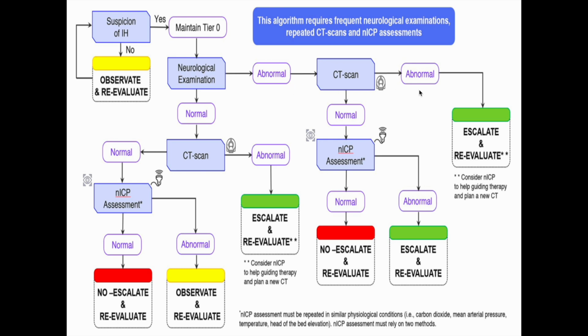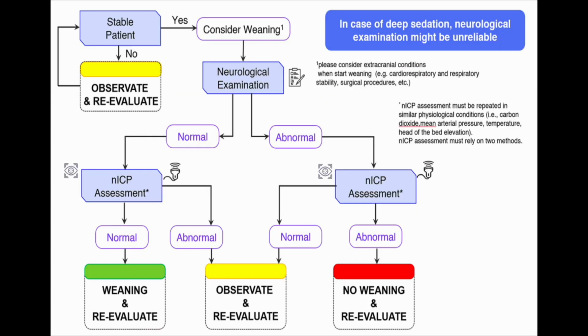If the neurological examination is abnormal, then obviously you have to go for CT, and if it is abnormal, you escalate your therapy. If it comes out to be normal, then you have to go for the nICP assessment. If it is normal, that is both things are coming up to be okay, then you're fine. But if it is abnormal in anyone, then you can again recheck and even consider escalation.